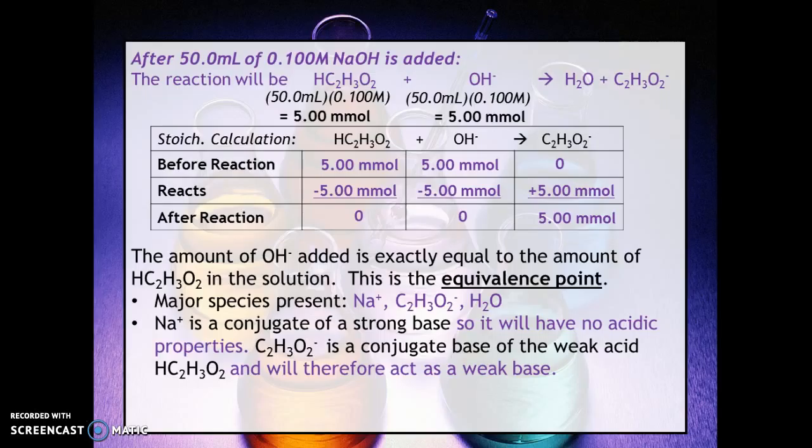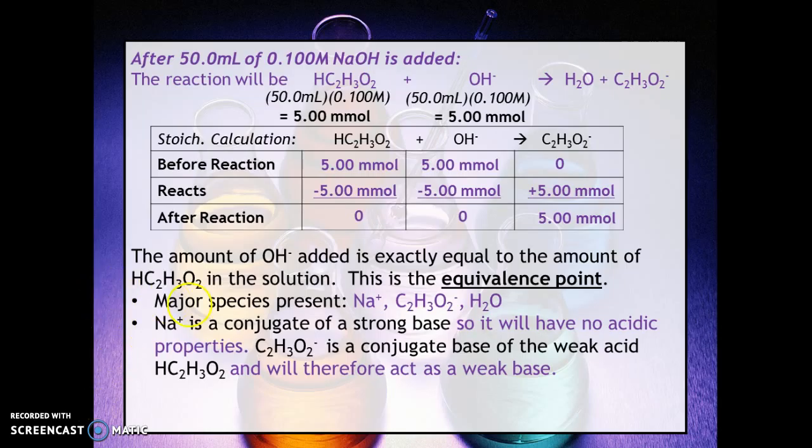This is where we left off. We had just determined that after we added 50 milliliters of 0.1 molar sodium hydroxide to our solution, it was at its equivalence point. Now remember, equivalence point does not mean it's always going to be a pH of 7. What it does mean is there are equal moles of each, so they all turn into water, essentially, and you have a salt left over.